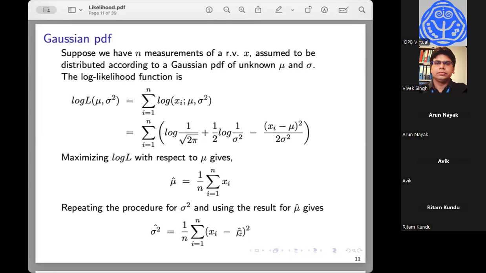I do not have it on the same slide, but it is in the reference slide. In this case, if we have an estimator for the mean, and since this estimator mu hat is an unbiased estimator, it is used here in the estimator for the variance, so the expression is not exactly the same as the sample variance. Okay.